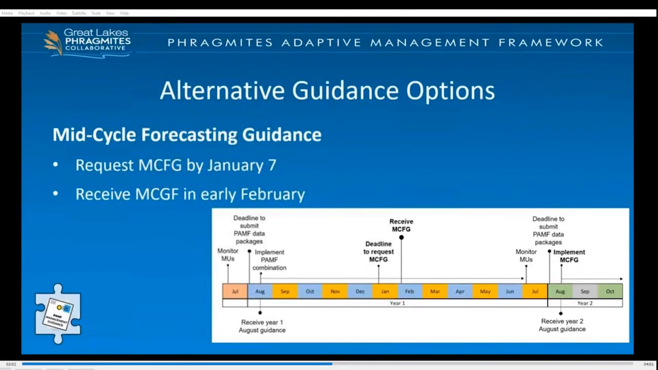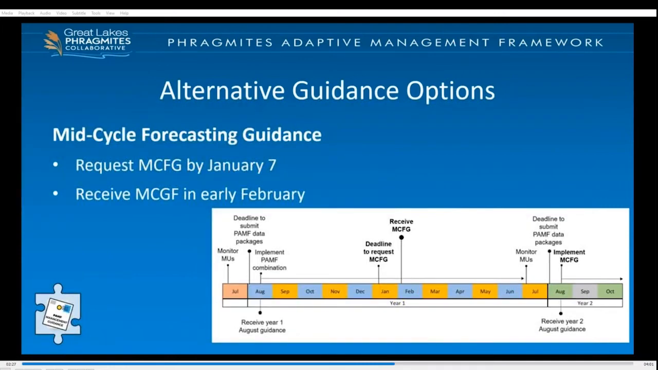Management units are eligible to receive mid-cycle forecasting guidance if they were monitored the previous July and are currently being managed according to one of the 16 management combinations included in PAMF. Participants can submit mid-cycle forecasting guidance requests for eligible management units on the PAMF Web Hub. Requests must be submitted prior to January 7th in order to receive guidance by February 1st.